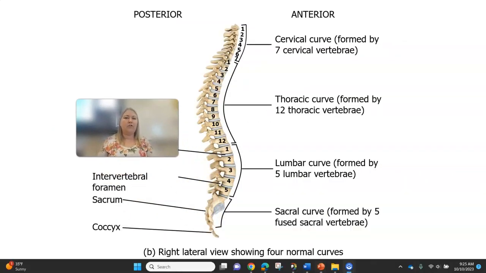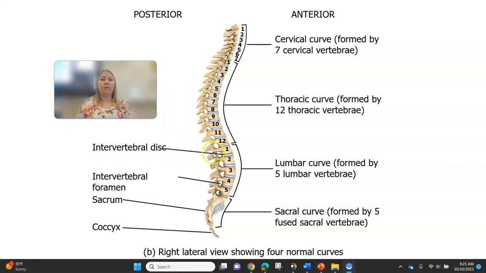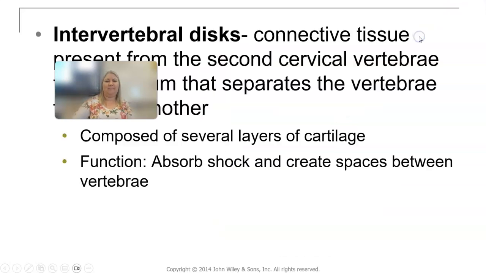So here is that curvature of a normal spine. You can see that we have a little anterior curvature in the cervical area, a posterior curvature in the thoracic area, and then another anterior curvature in the lumbar area.